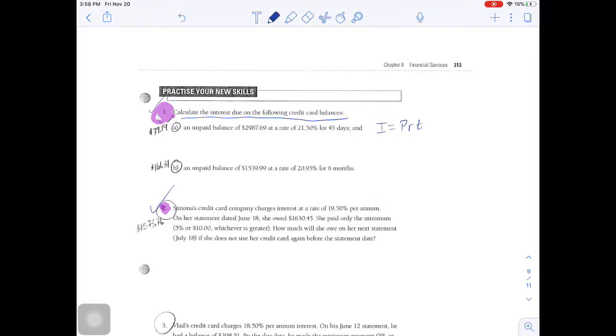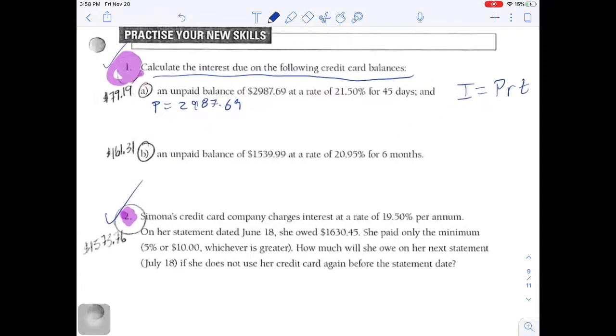Now remember, P is what you have in your account. So that's $2,987.69. R is this number divided by 100 because we need it in a decimal. So 0.2150. And remember, time, we have to put it as a fraction of a year because this is the yearly percent. That's how credit cards work. Their rate has to do with the year. So what is the fraction? How many days? 45 days. What's that fraction of a year? So we divide that by 365.